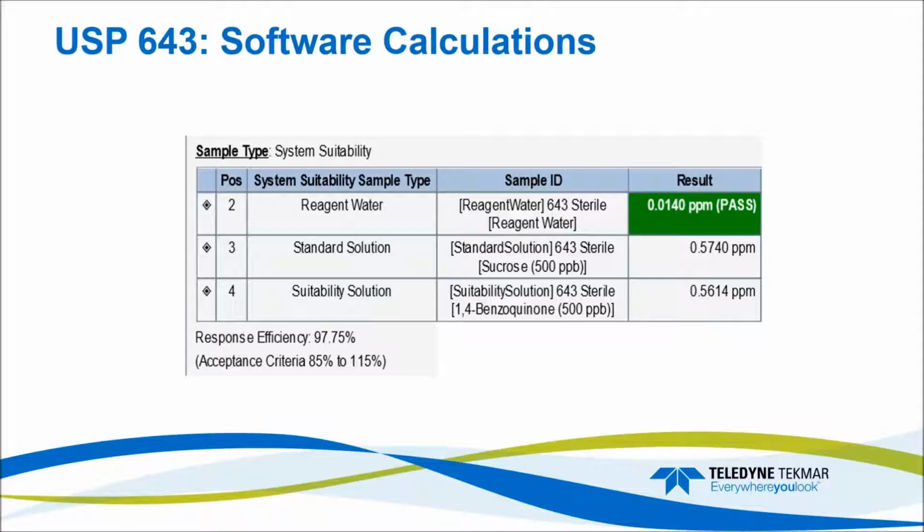We also have application notes on our website with more information on the methodologies, sample preparation, and more to achieve this. So you can see right here, you have your reagent water, which has to be less than 100 parts per billion, your sucrose, which is at 500 parts per billion, and your 1,4-benzoquinone, which is at 500 parts per billion, which are ratios, so just divided into each other, times by 100, but the software does this for you and calculates, and it should come out between 85 to 115%. Again, that's proving that the system can handle an easy to oxidize compound, which is sucrose, versus a difficult to oxidize compound, which is 1,4-benzoquinone, at the same rate.